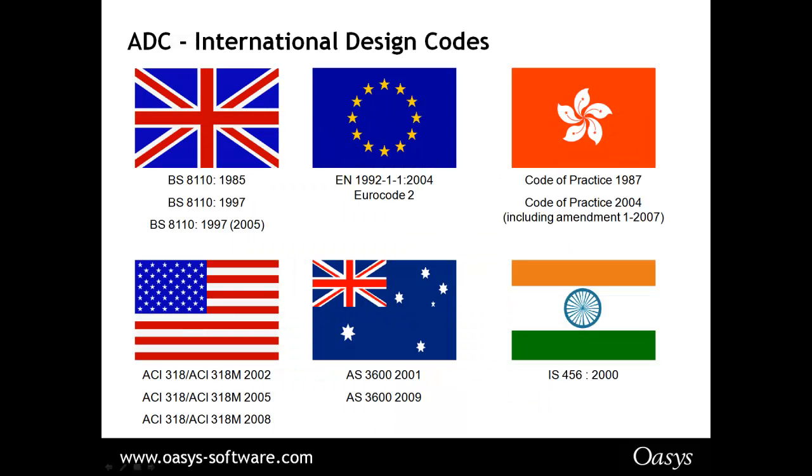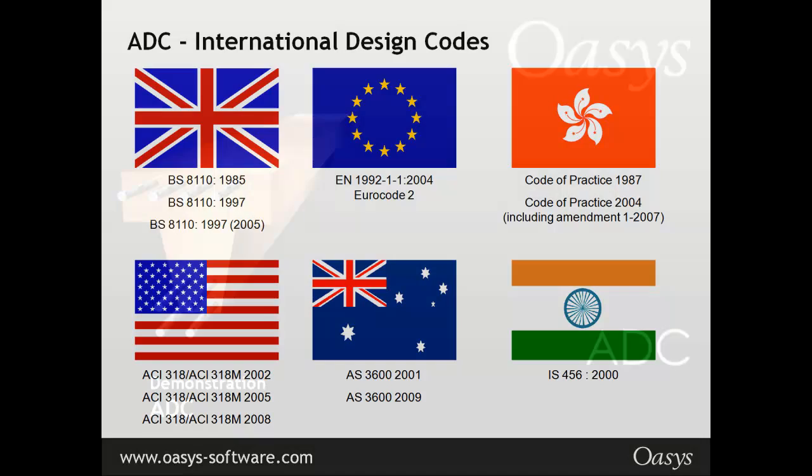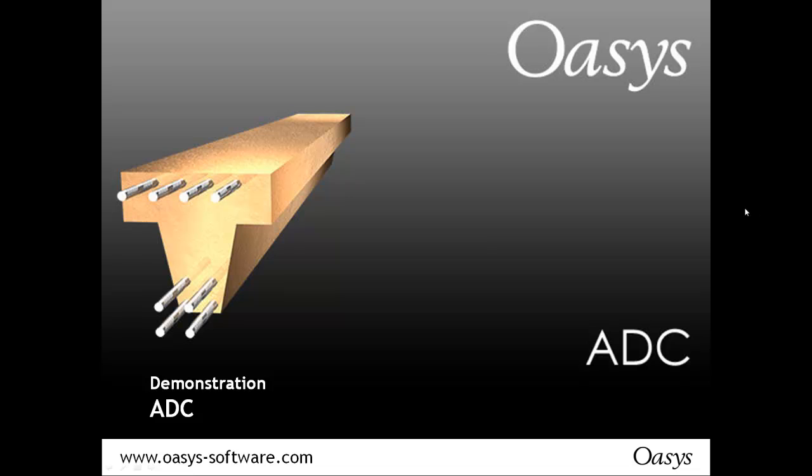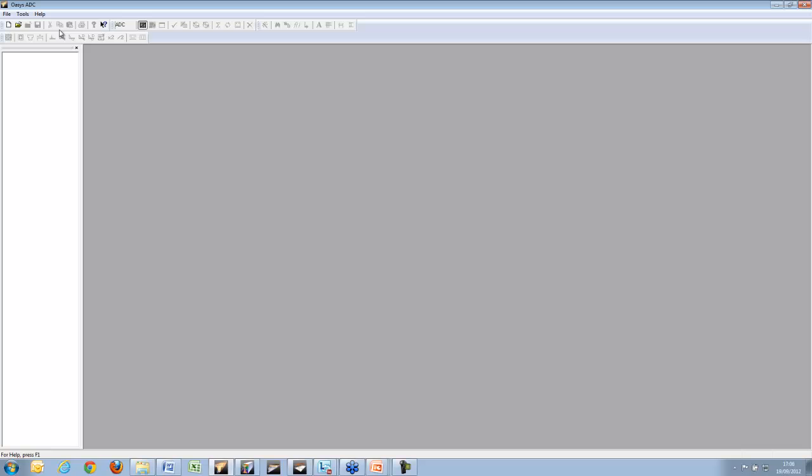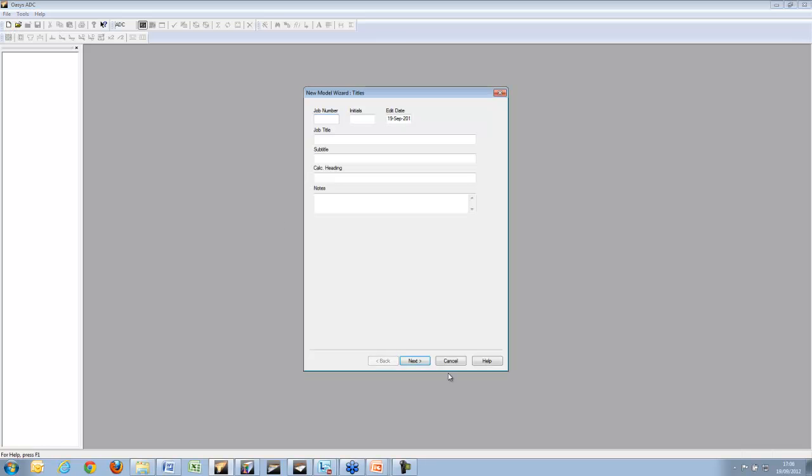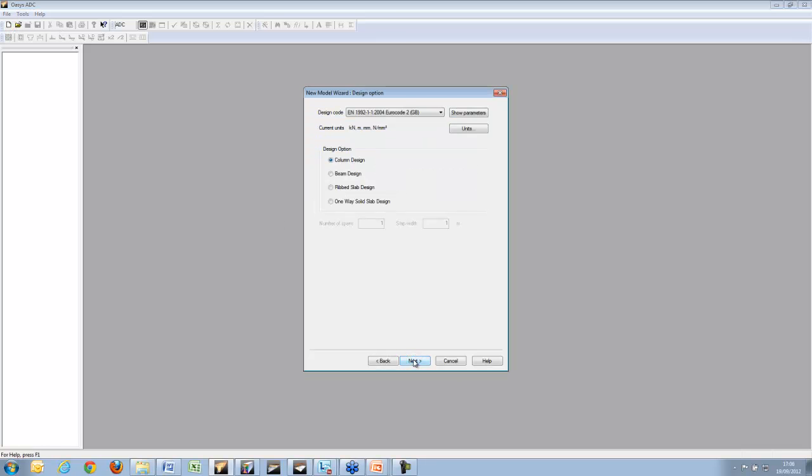It covers a wide range of international codes, but the best way to think is to see ADC in action. So let me just go and open up ADC, and I'll just show you putting together a couple of analyses. Now, I'll do beams first of all. Now, there are the slabs, rib slabs and solid slabs there as well. In principle, they're pretty much the same as beam design, so I won't show you both of those because there'll be a lot of repetition.